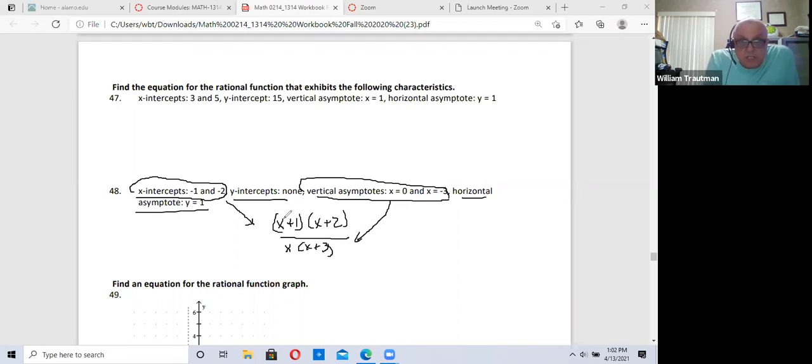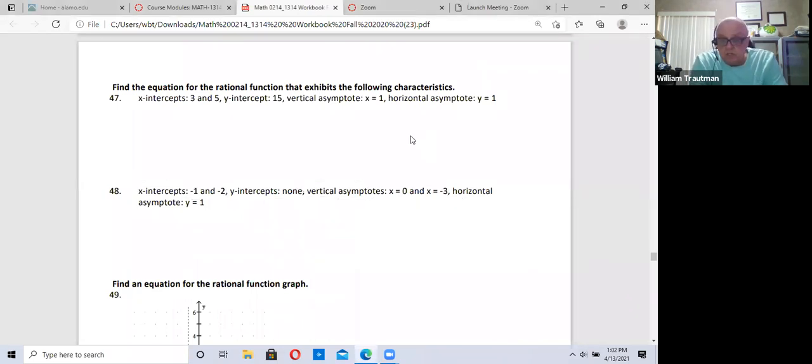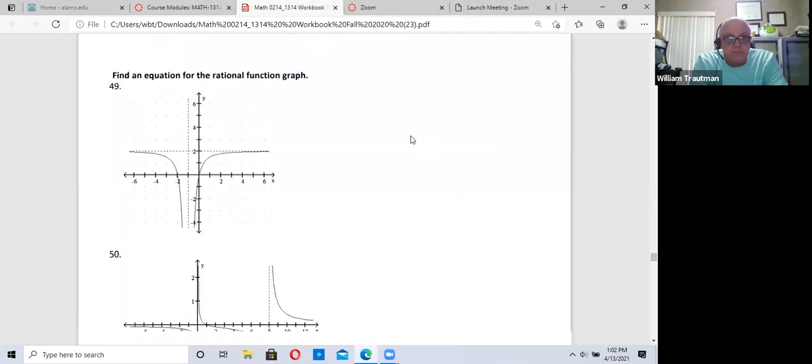Since the powers are the same, I have x squared here, x squared here. We have a 1 and 1 in front, so it is y equals 1. But the main thing is to understand the top are the x-intercepts, the bottom is the vertical asymptotes. And that's it. I think that's the test. 44, 48, that was the last one. A little quicker than I thought.